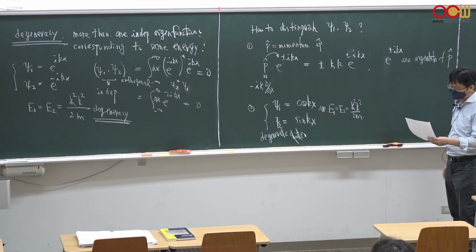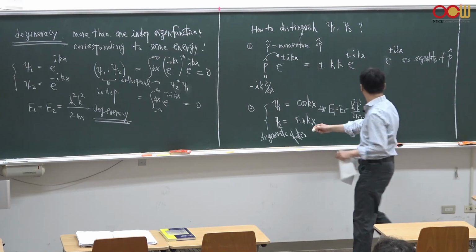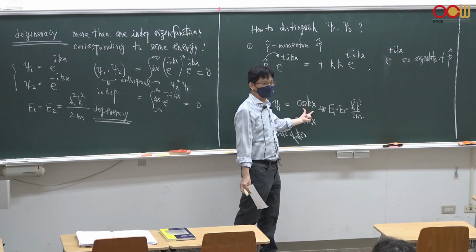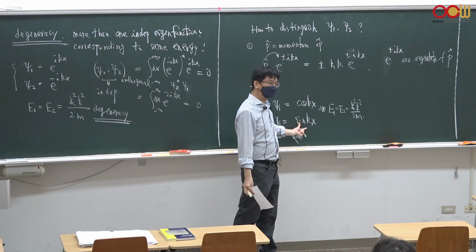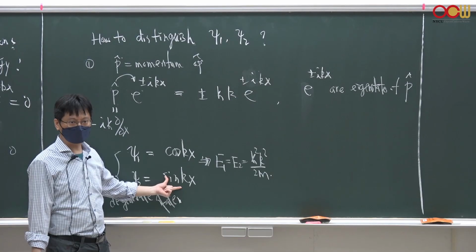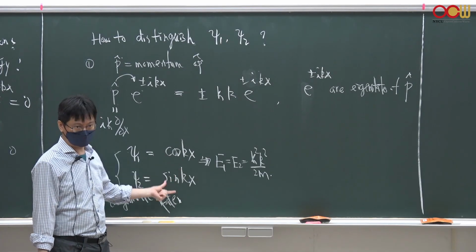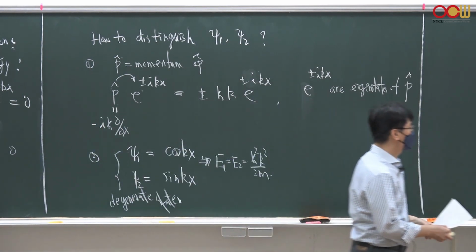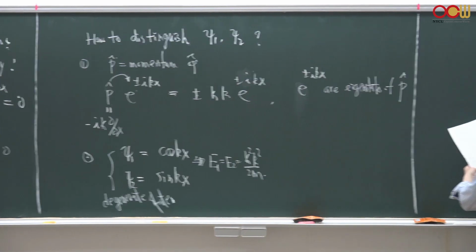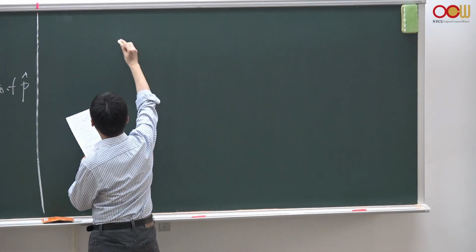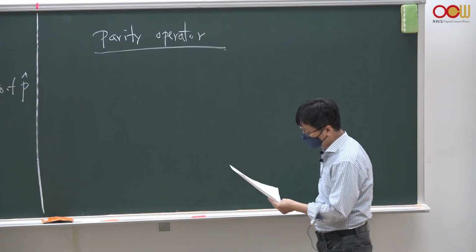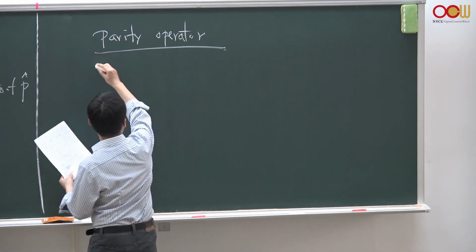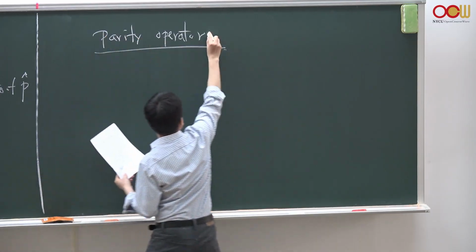So how could we distinguish these two? Well, I already told you the answer, because cosine kx is an even function of x and sine is an odd function of x. So obviously, the even-odd property of these functions could distinguish the two. But what is the operator corresponding to this even-odd nature of the wave function? This is called parity. Parity is a very important symmetry in physics, especially in quantum mechanics, so we will introduce formally this operator.